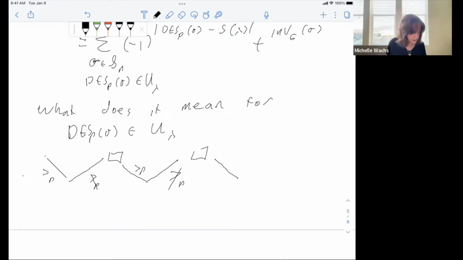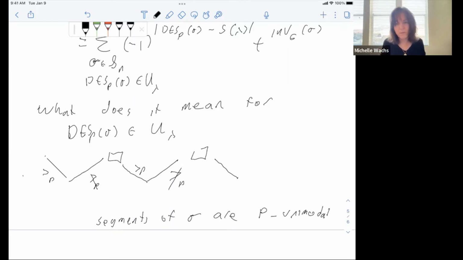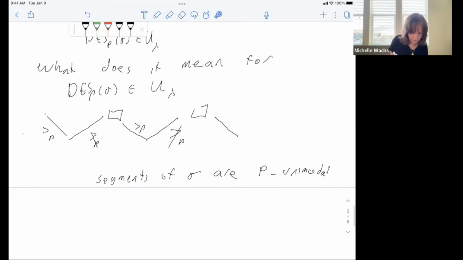So we could say the segments are P segments of sigma. Are P unimodal. In a different sense than I was talking about unimodality the other way, now we're going down and up rather than up and down. So the permutation goes down according to the poset P, and then does not continue to go down. It doesn't really go up, as I just said. So let's look at an example that hopefully will make this clearer.